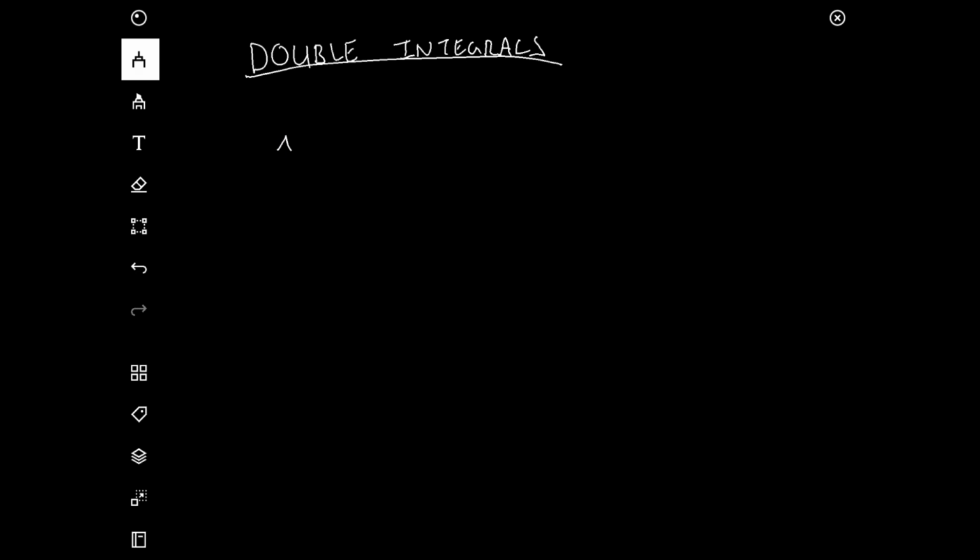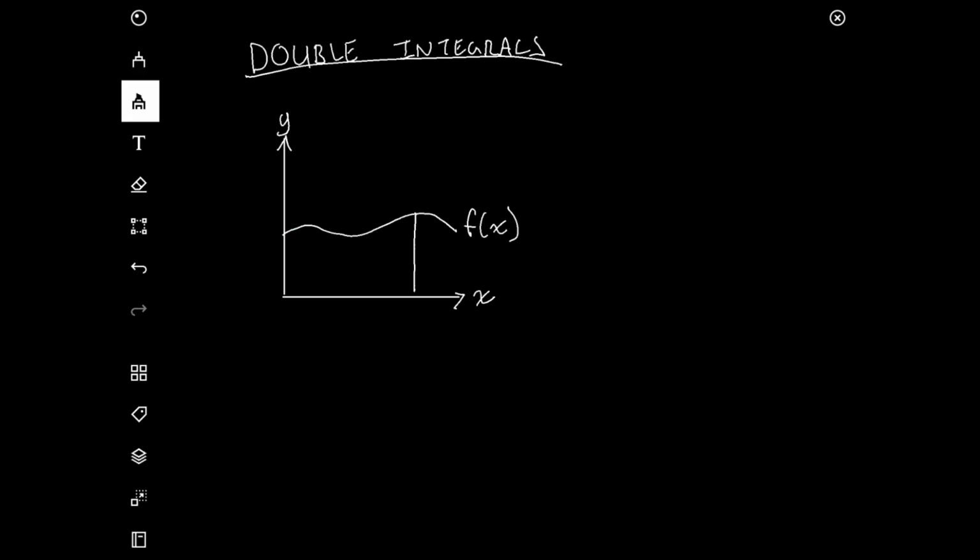So if we have an integral of a graph with two axes, here's our f of x, label my axes, f of x, the integral from one x value to another x value is the area under the curve. All right.